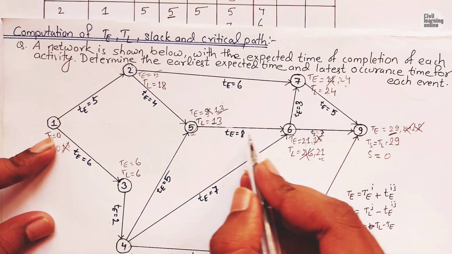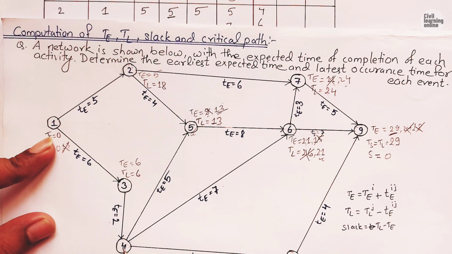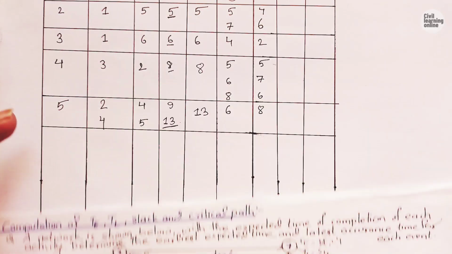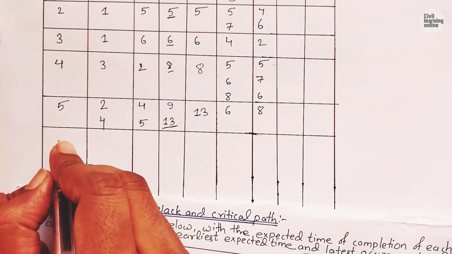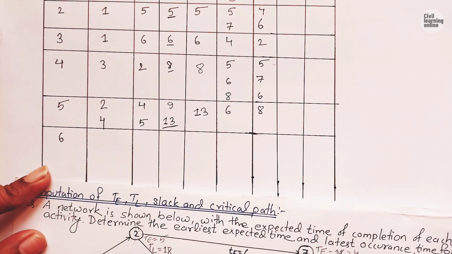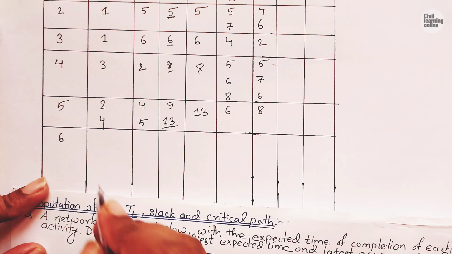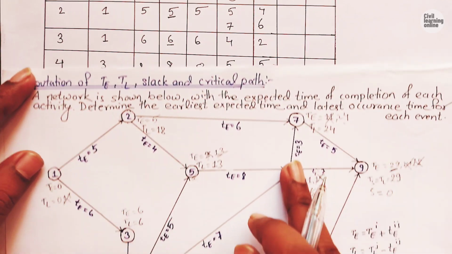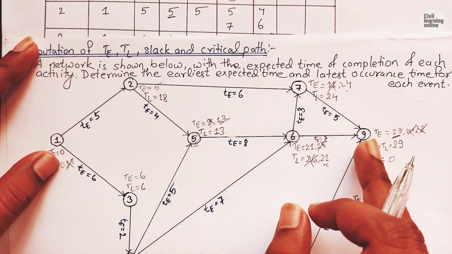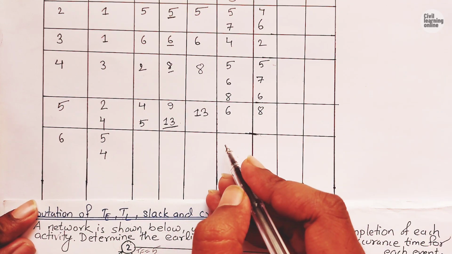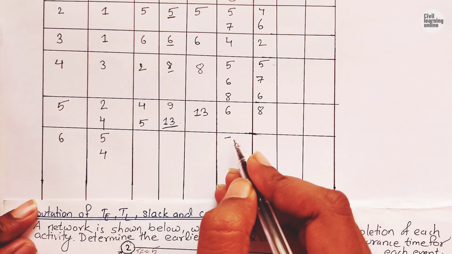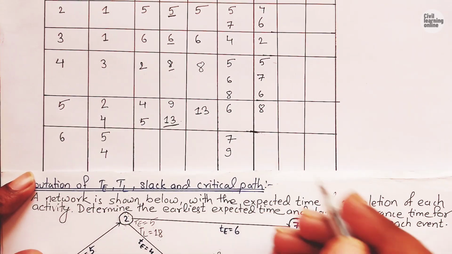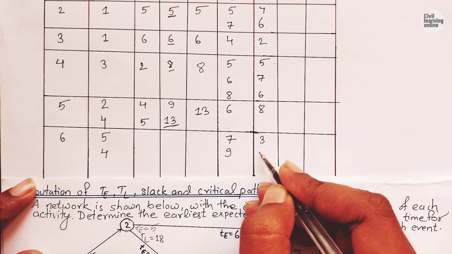Event 6 has two predecessors, that are 5 and 4, and two successors, 7 and 9. So event 6 predecessor events are 5 and 4, and here we are going to write 5 and 4. Similarly, the successor of event 6 is 7 and 9, so we will write here in the successor column 7 and 9. Similarly duration, that is 3 and 3, so we will write here duration 3 and 3.